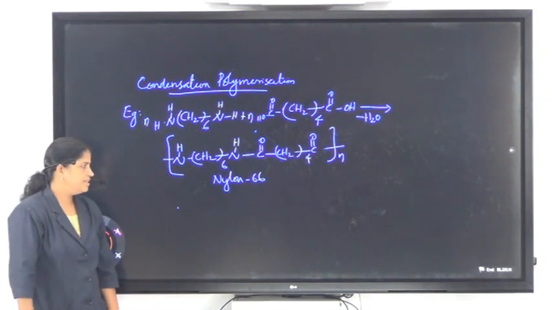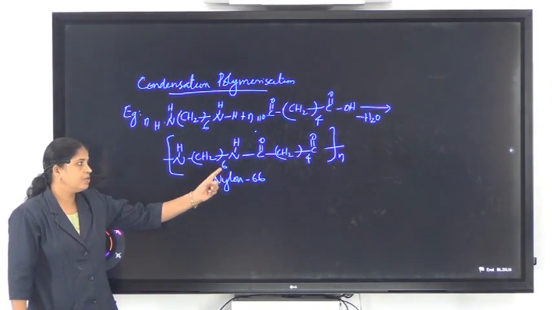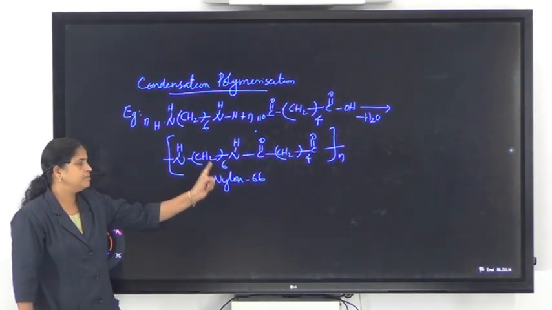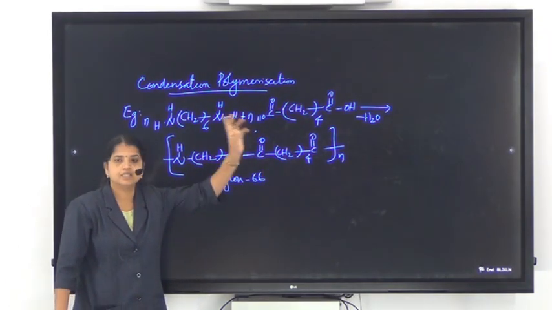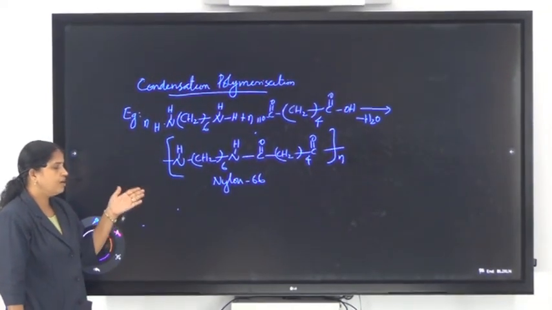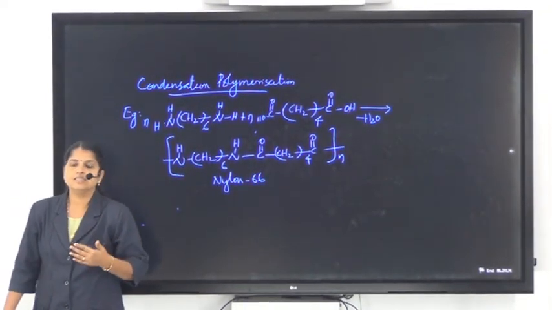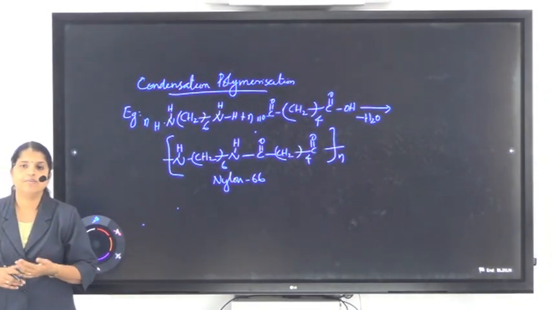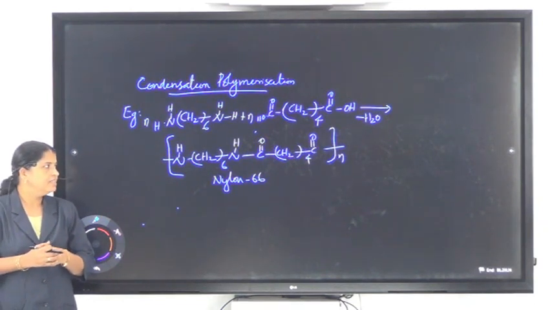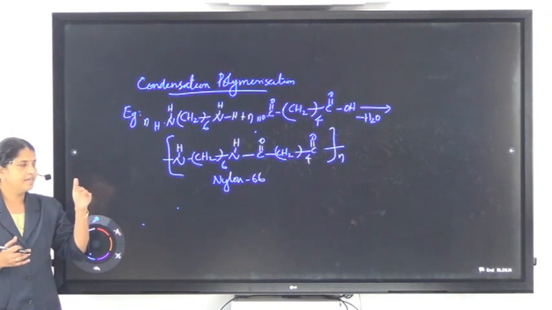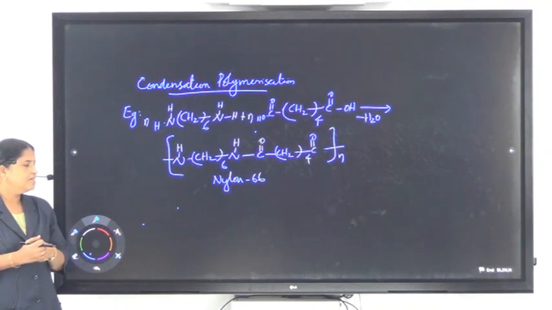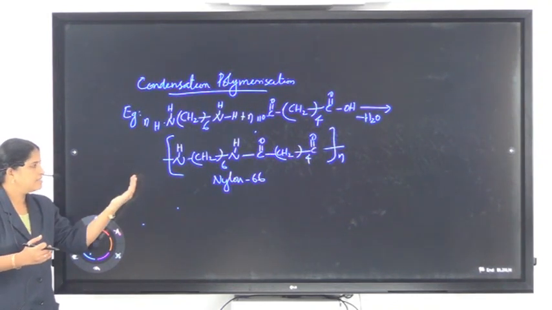This is nylon 6,6. The name indicates there are 6 carbon atoms in each monomer unit. In hexamethylene diamine, 6 carbon atoms are present, and in adipic acid also 6 carbon atoms are present. Therefore, the name is nylon 6,6. So this is an example of condensation polymerization. Condensation polymerization occurs between different monomeric units which contain active groups or polar groups. Then a condensation reaction takes place with the elimination of simple molecules like water, ammonia, HCl, etc. That results in a condensation polymer.